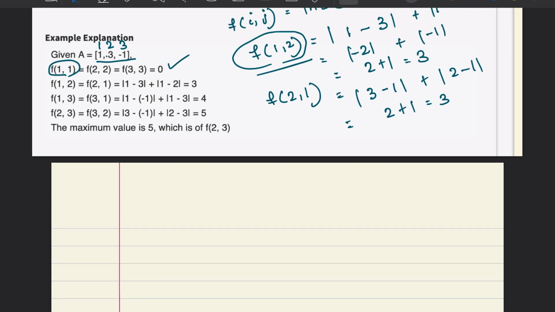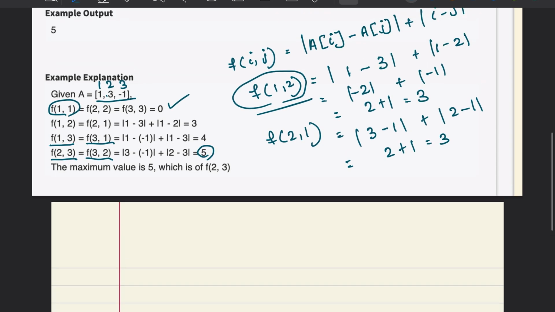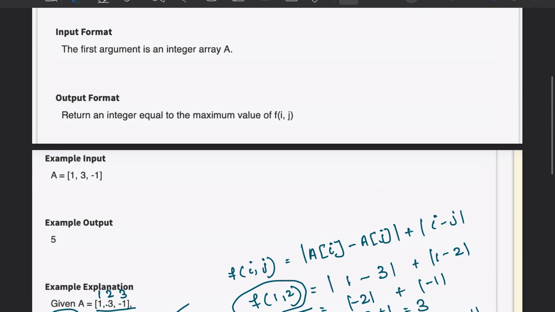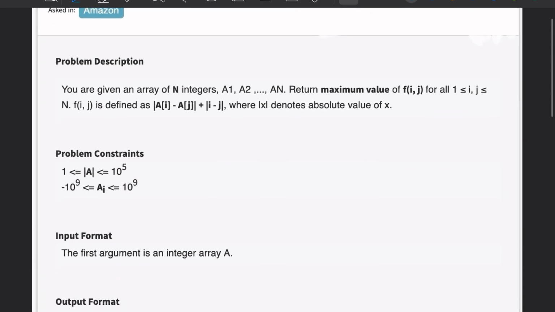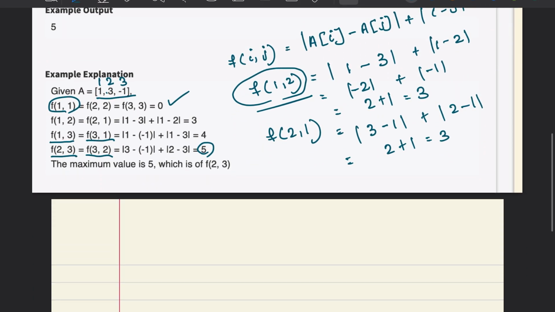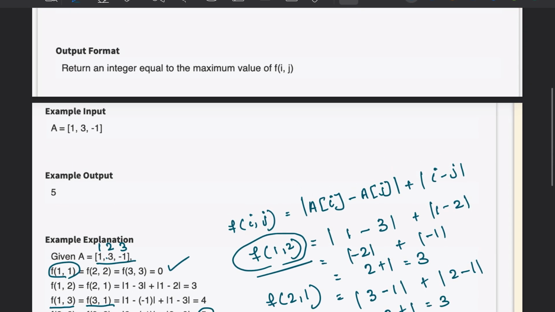So similarly here it found f(1,3), f(2,3), f(3,1), f(3,2). The maximum value it found is 5, which is f(2,3) or f(3,2). Okay, so now to get the maximum value here, what we need to do is go through each i, j, each index, and find all the combinations, right?